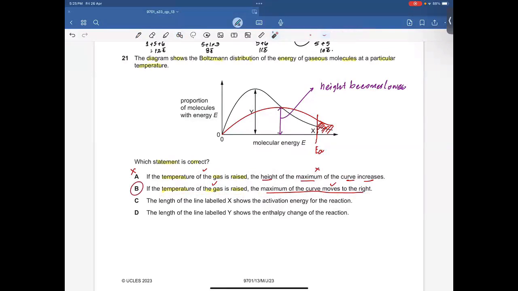Let's talk about C. The length of the line labeled X shows the activation energy. Length never shows the activation energy; the value shows the activation energy. So not the length, the value technically. The length of the line labeled Y shows the enthalpy change? No, it's not the enthalpy change, it's basically the activation energy. But again, the length is not going to work, it has to be the value. So C and D are also incorrect.